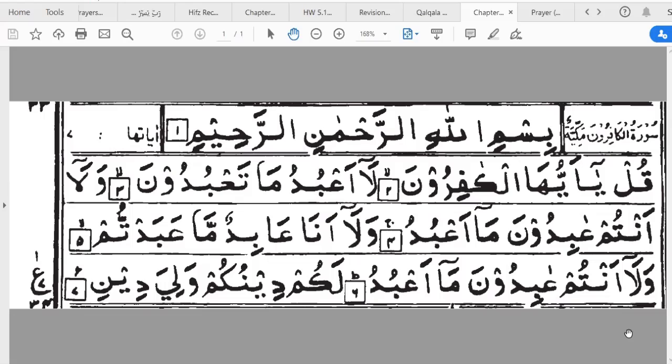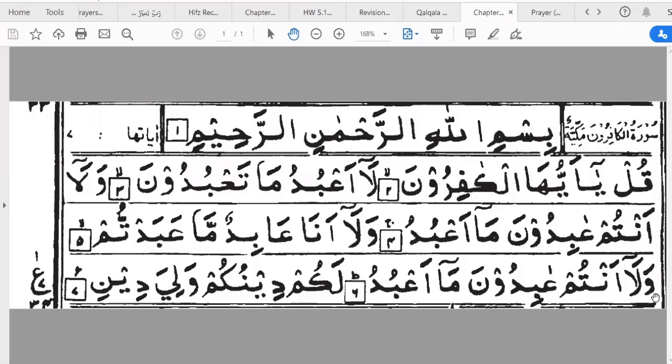A'udhu billahi minash shaitanir rajim. Bismillahirrahmanirrahim. Jazakallah. Would you like to read this line yourself, or shall I help you? Myself. Okay, have a go. Wala antum abiduna ma abud. Very good.